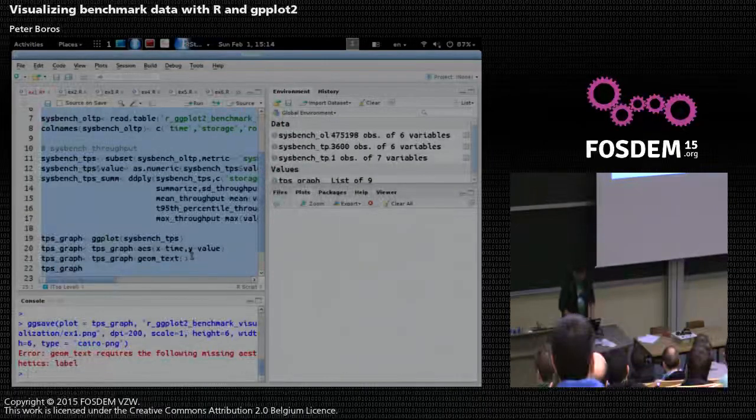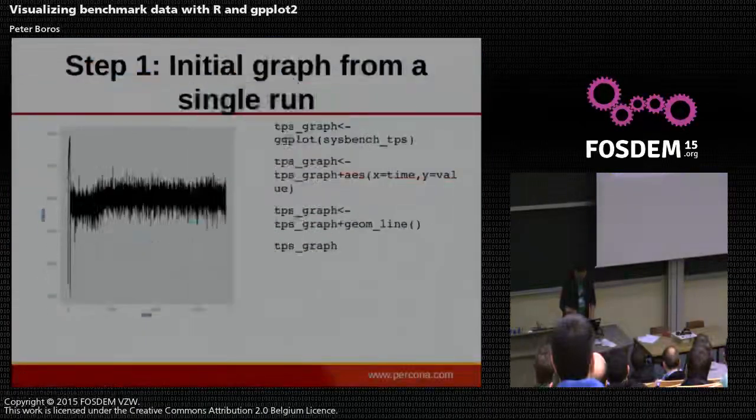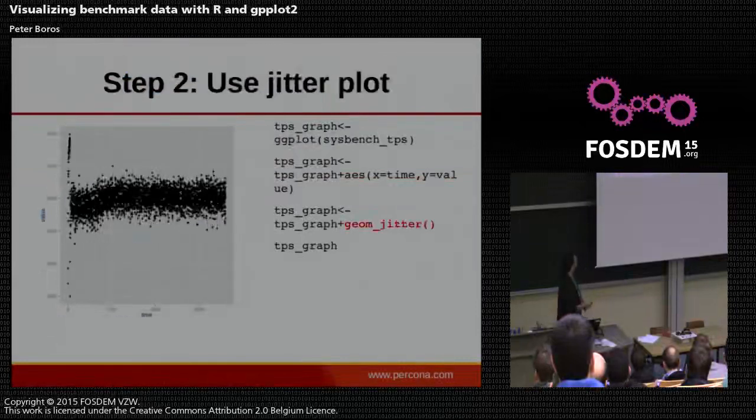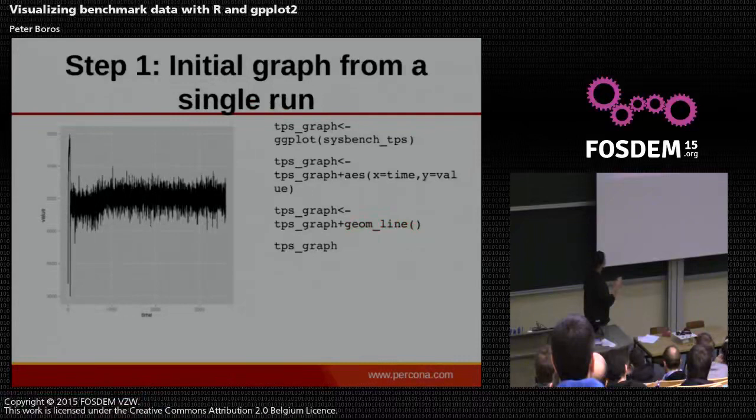Okay, I don't have a label. I will show geom text later, I guess. But we can change it to geom jitter, which is a jitter plot. The issue with the line plots is that the individual values are always joined.